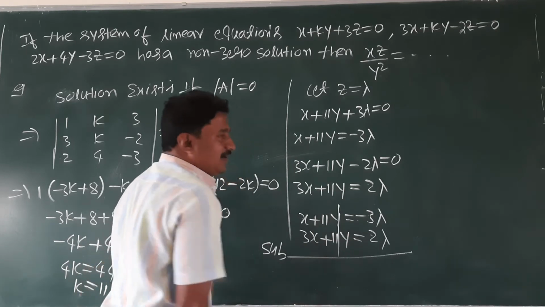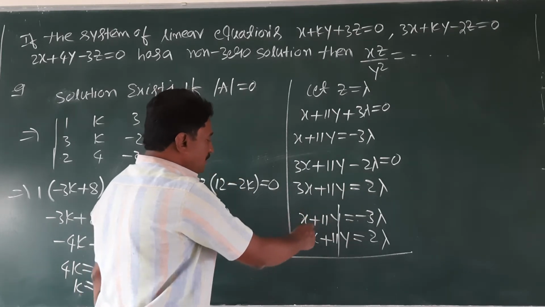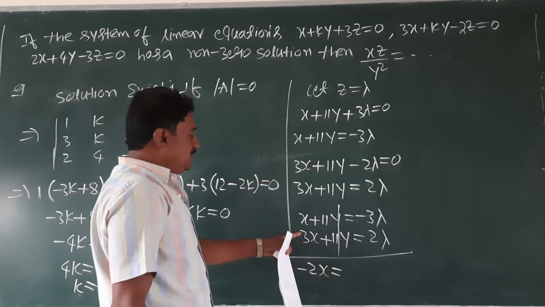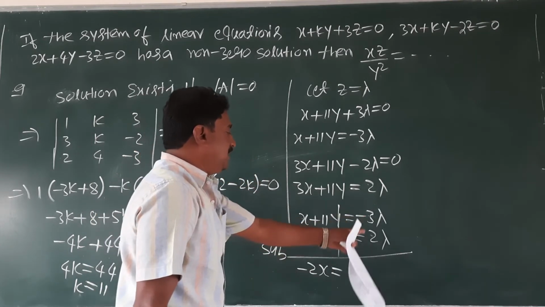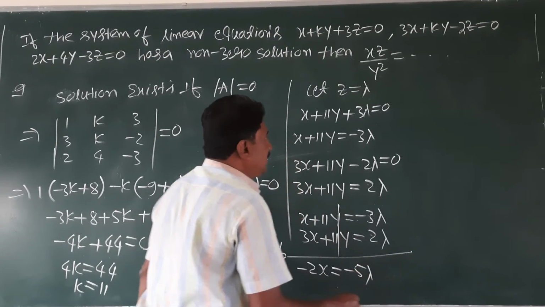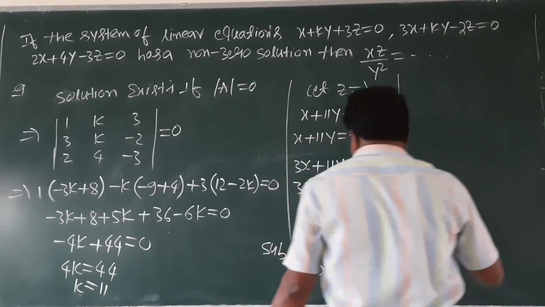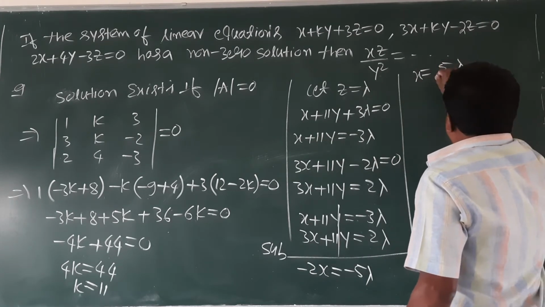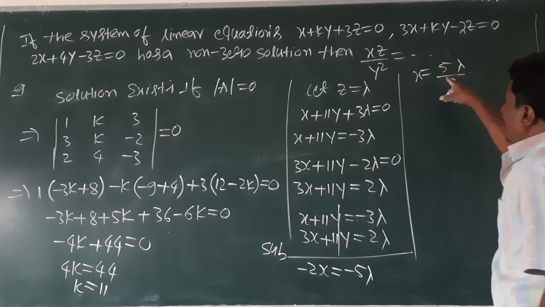Subtract. The 11y gets canceled. 1 minus 3 minus 2x equals 1 minus 3 minus 2x minus 3 minus 2 minus 5 lambda. So from that, x is equal to, tell me the x value. The x value is 5 lambda by 2. So I got the x value.